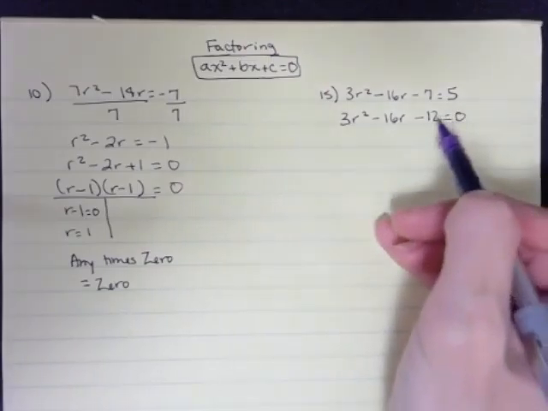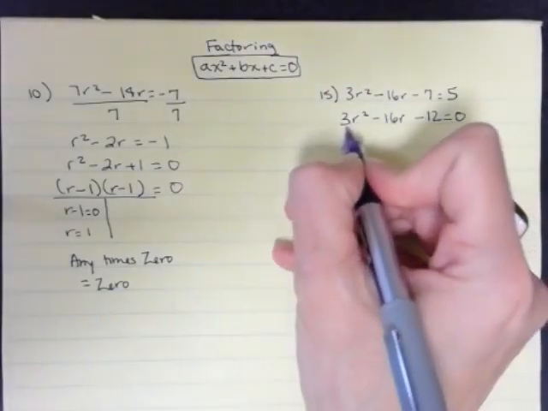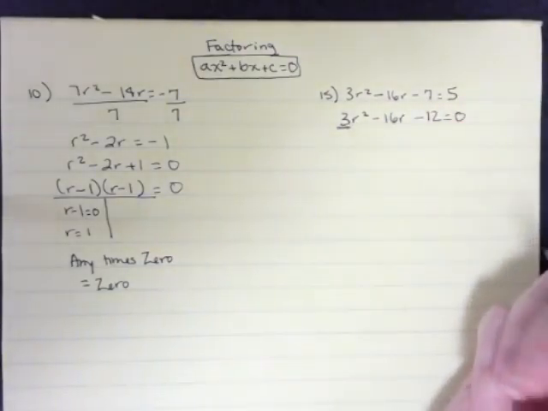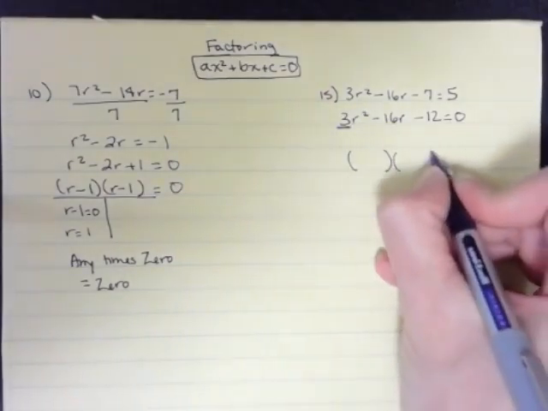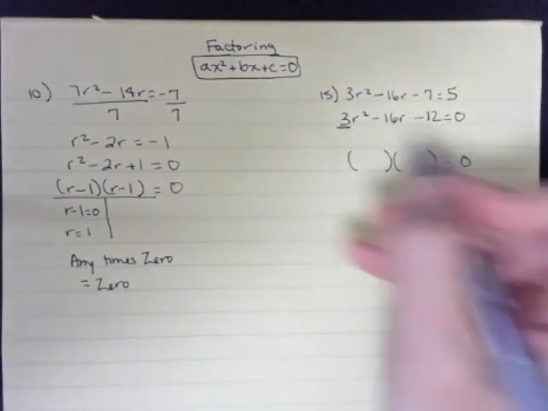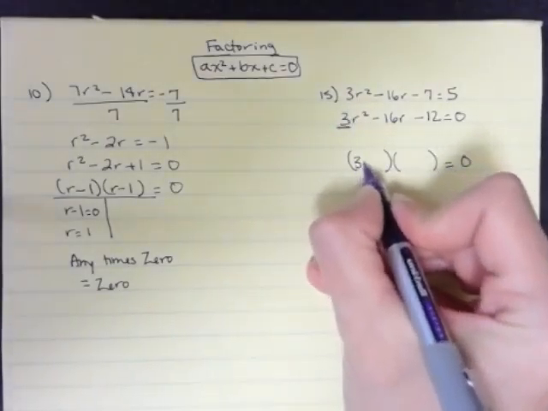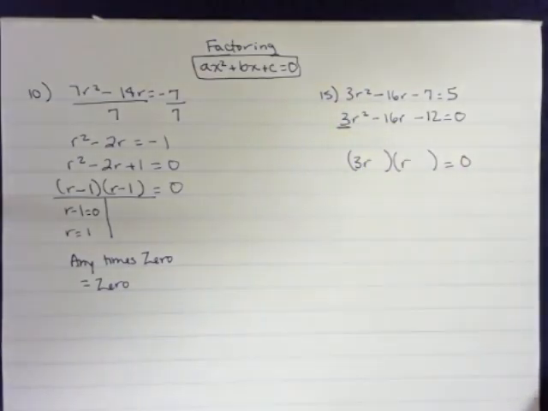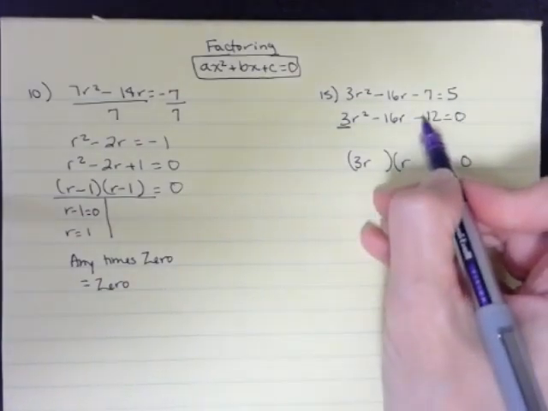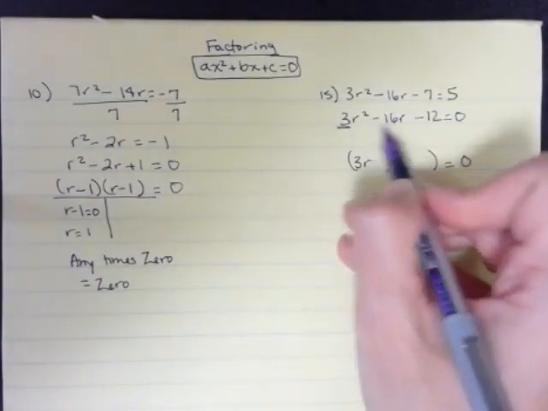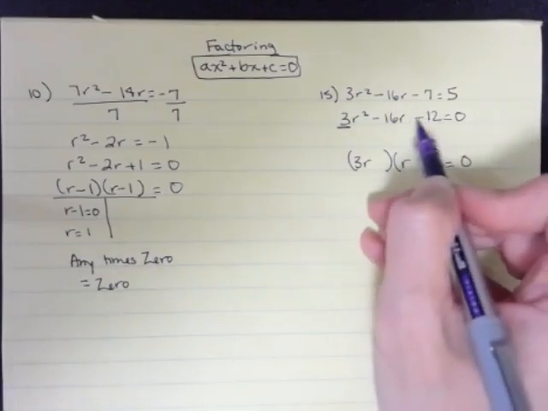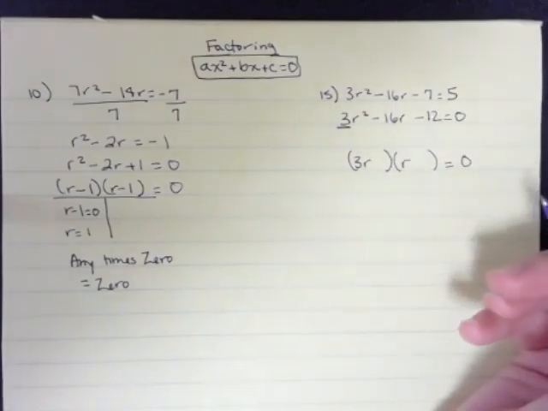I can't look for factors of c that add to make b, because that only works when a is 1, and in this case a is 3. So we're going to do this by trial and error. The only way I can get 3r squared is if I multiply 3r times r. The only way I can get a negative product and a negative sum is if I have a positive and a negative in each of my factors.